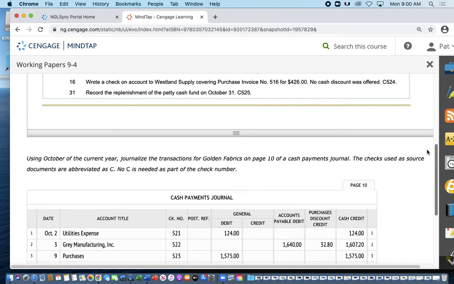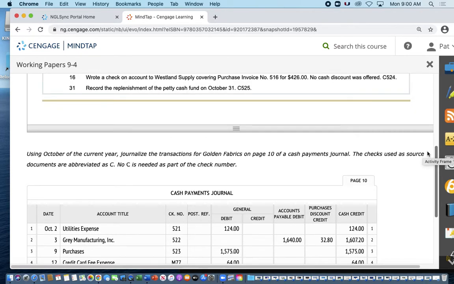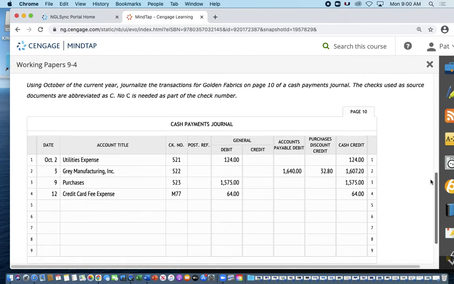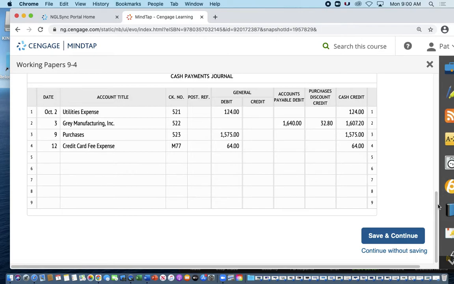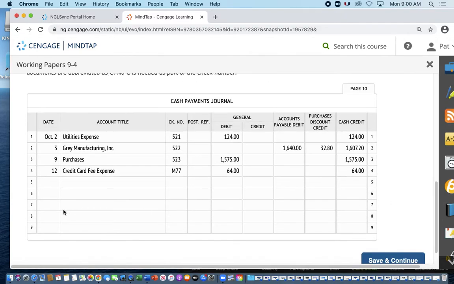Next one, wrote a check on account to Westland Supply covering a purchase invoice for $426. No cash discount was offered, so we didn't take advantage of the 2% discount like we had before. All right, so what day was this? 16, Westland Supply, 426. So we got the 16. Westland Supply for 426. And we are paying off a bill.